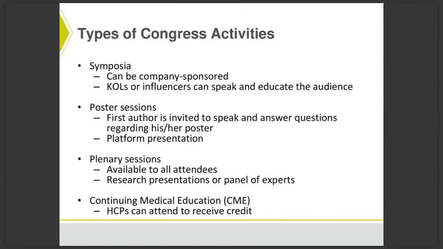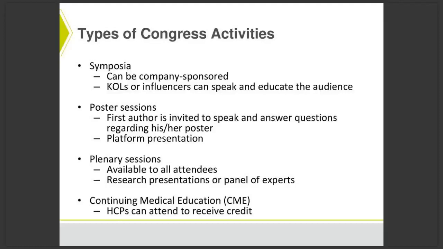Some of the activities that can occur include symposia, which can be sponsored by a specific company. A pharmaceutical company might hire a KOL, someone influential in the field, to talk about a specific therapeutic area, or it could be 100% science driven. These symposia can be driven by commercial or medical, but from a medical perspective, we have to be hands off as far as who gets selected, because you don't want to appear as though you're biasing towards certain KOLs with the potential for influencing.